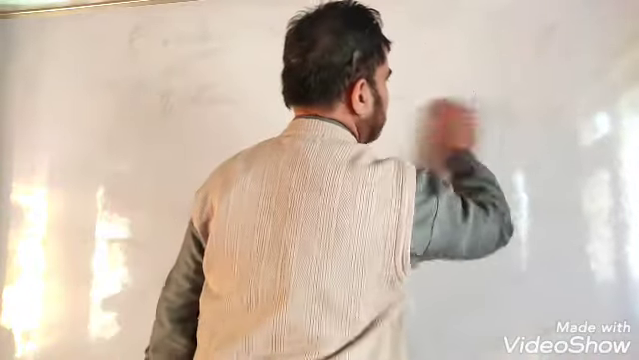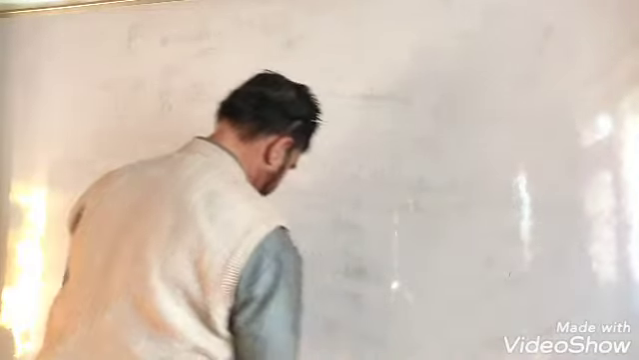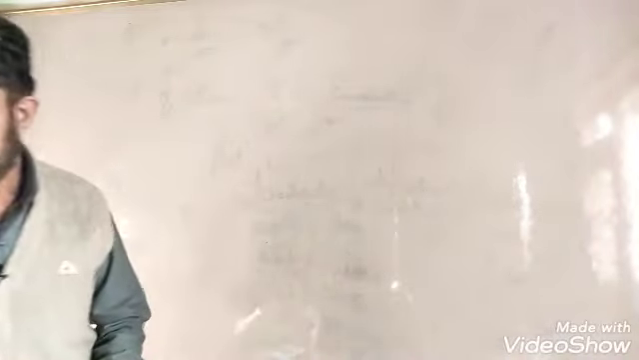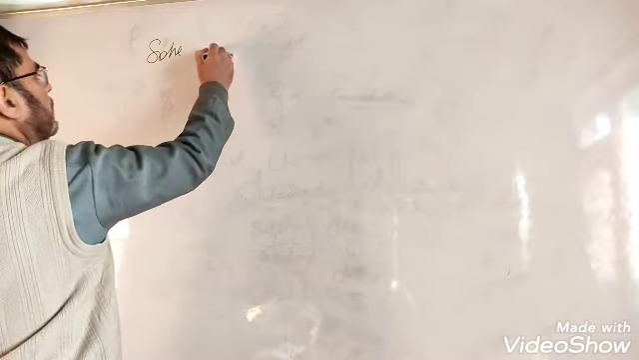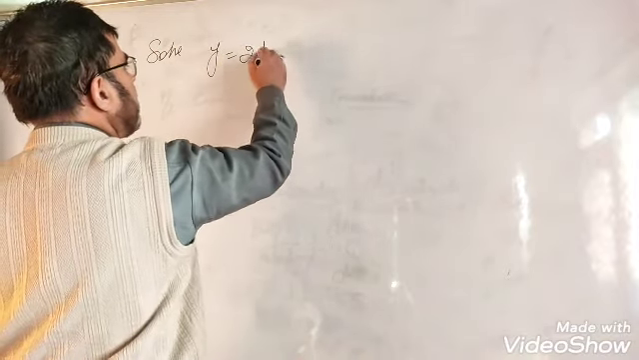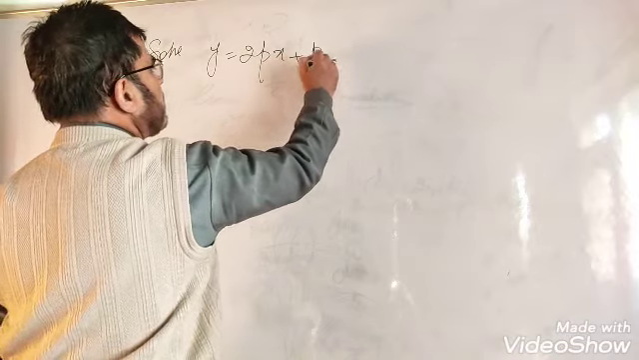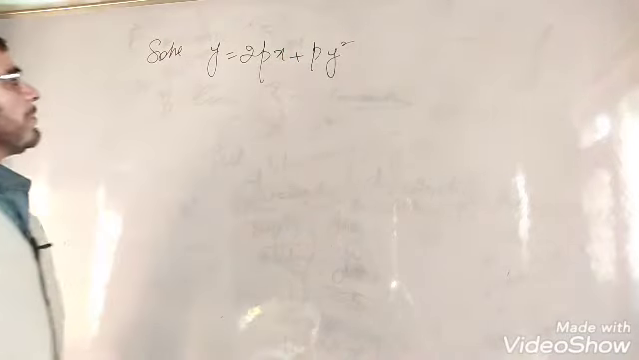This is the 7th lecture that we are doing on this Clairaut's form. Let me take a question here from the book. It is y = 2px + yp². Solve. y = 2px + yp².